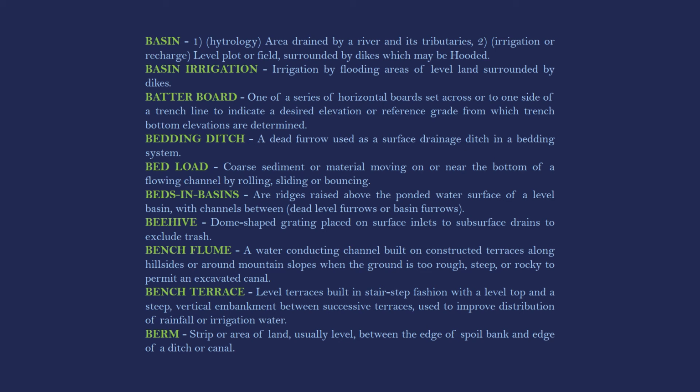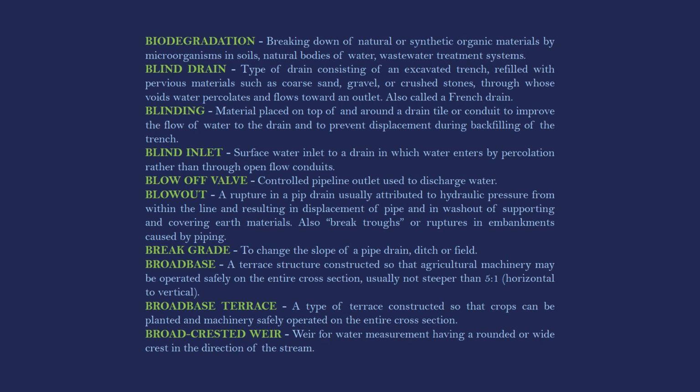Bench terrace. Level terraces built in stair-step fashion with a level top and a steep, vertical embankment between successive terraces. Used to improve distribution of rainfall or irrigation water. Berm. Strip or area of land, usually level, between the edge of spoil bank and edge of a ditch or canal. Biodegradation. Breaking down of natural or synthetic organic materials by microorganisms in soils, natural bodies of water, and wastewater treatment systems.